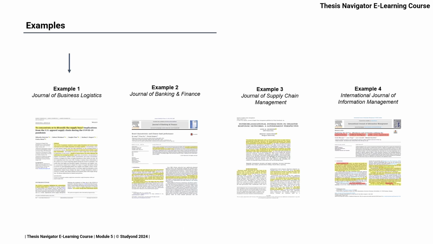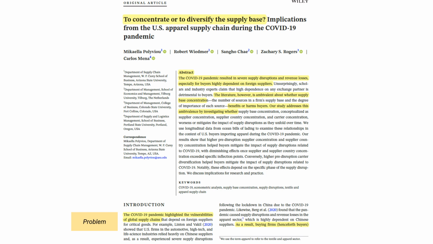Let's now look at specific examples to see how this ideal structure for an introduction can be successfully implemented. The first example is a publication that investigated whether the number of suppliers had a positive or negative impact on the effects of supply chain disruptions for companies during the COVID-19 pandemic.